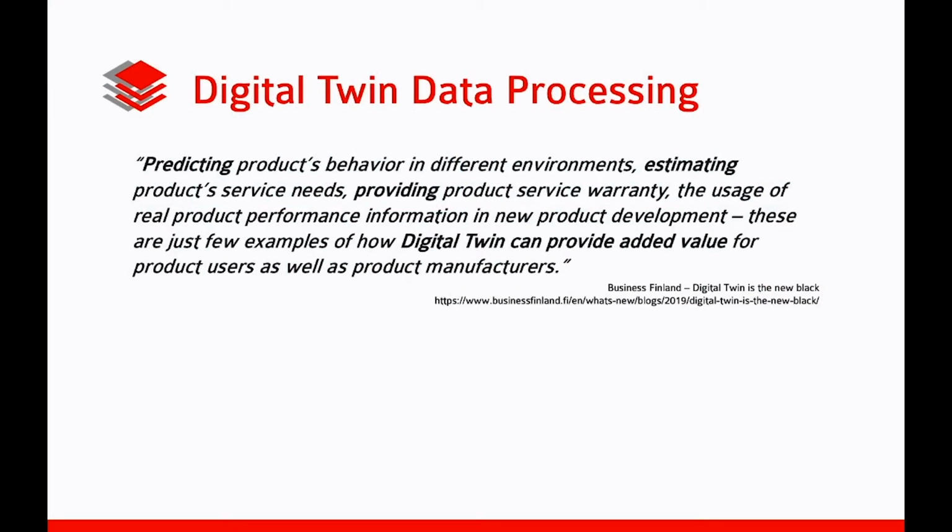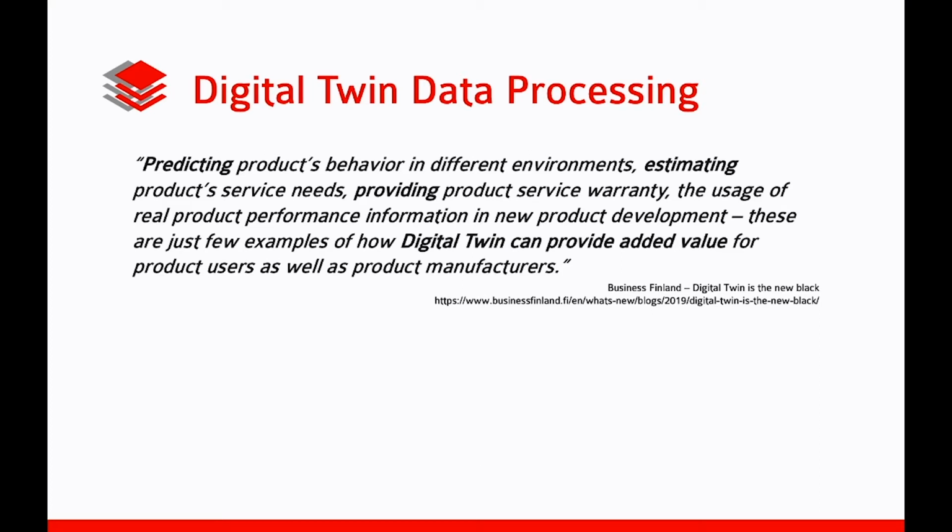sentence where they say that the digital twin for data processing is doing three things. It's predicting, for example, product behavior in different environments. It's estimating product service needs, and it's providing product savings guarantee using real product performance information, and so on. And it can provide some added value to some products.